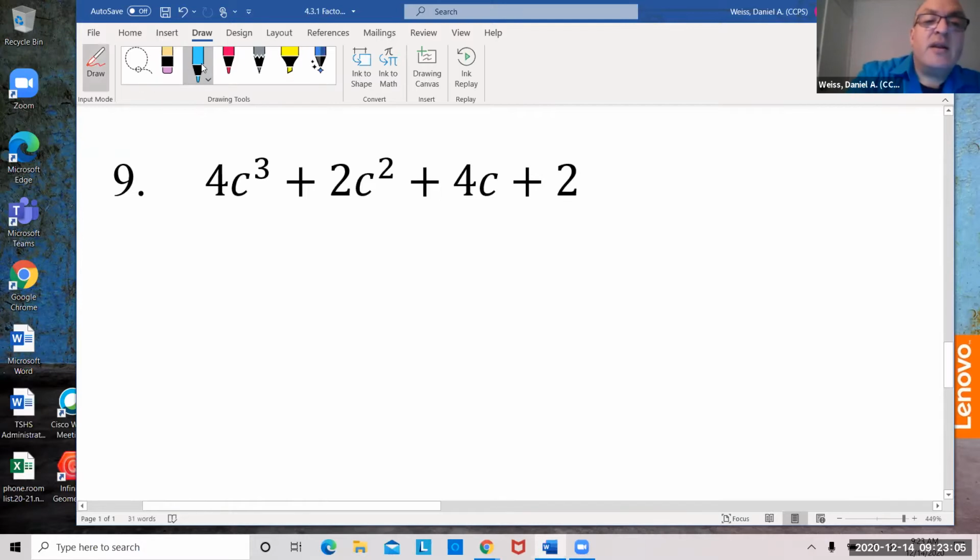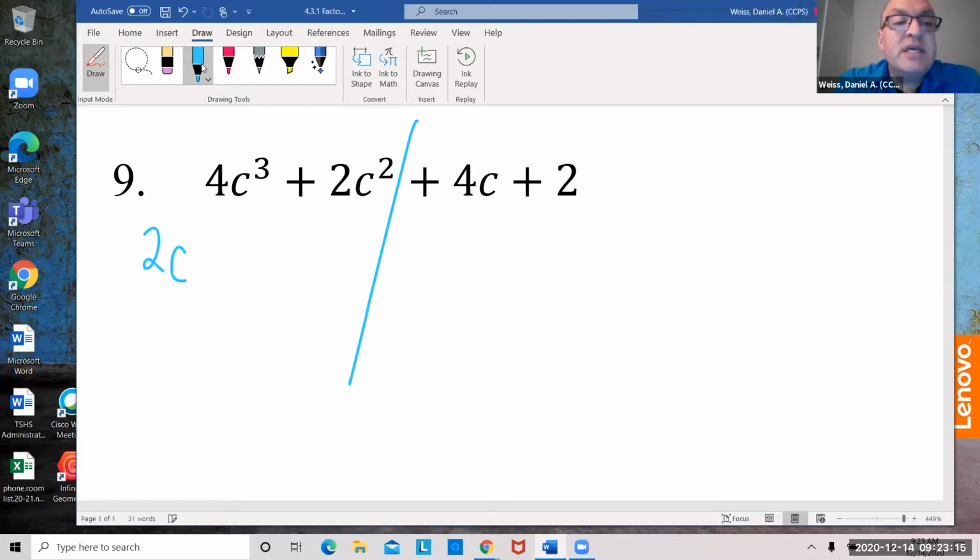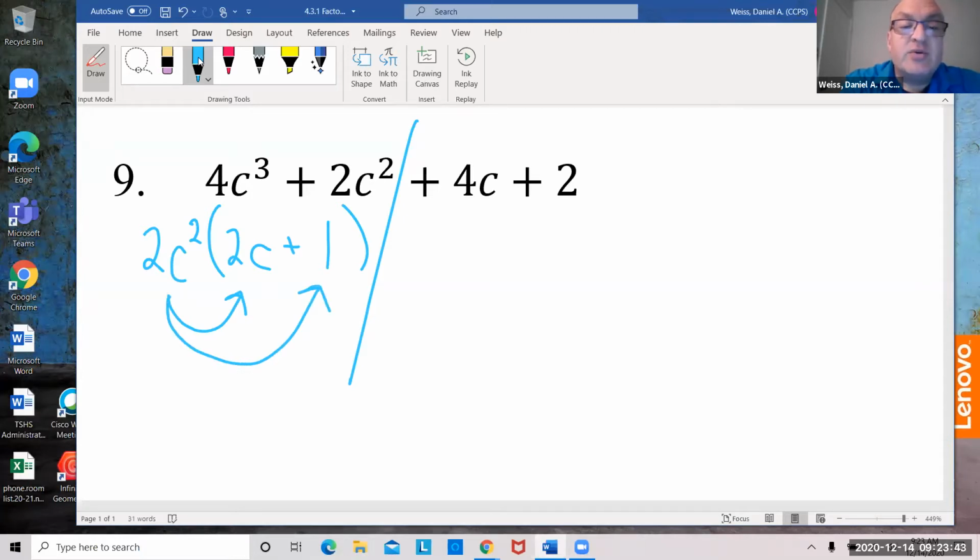Over here, once again, cut it in half. What's common to the first two terms? 2c squared. What's left? 2c. I took out 2c squared. Am I left with plus 0? No. Not 0. 1, remember? Because 2c squared times 2c is 4c to the third. 2c squared times 1 is 2c squared. If I put 0, I would just have 0 right here, right? Okay, so 2c squared times 2c plus 1.